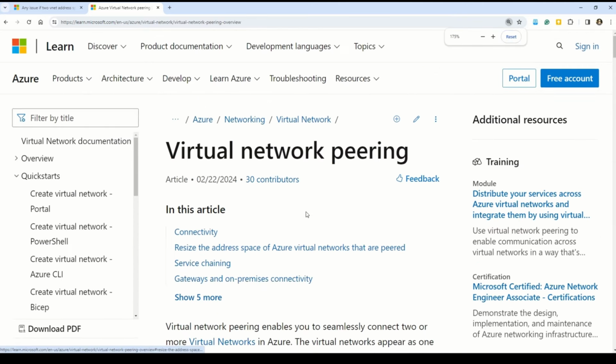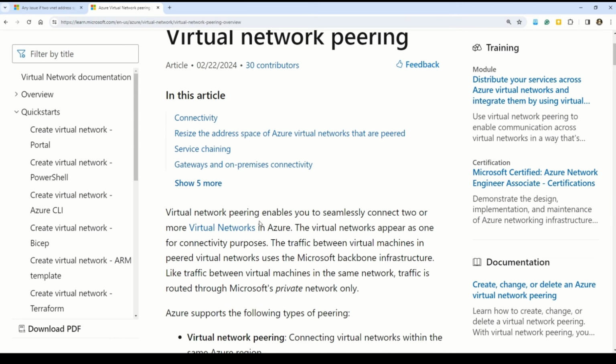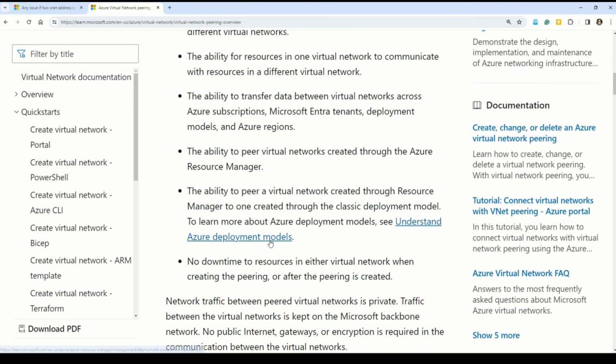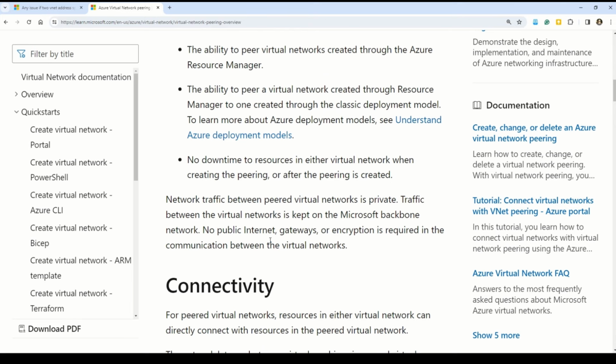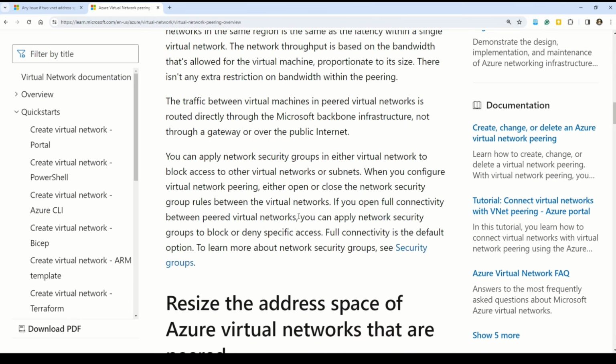And this documentation tells you that the VNet peering enables you to seamlessly connect two or more virtual networks in Microsoft Azure, and the virtual network appears as one for the connectivity purposes. And of course, you can read the entire documentation to understand what VNet peering is, how overlapping prohibits the VNet peering, and of course, all the other concepts related to VNet peering or virtual networks.